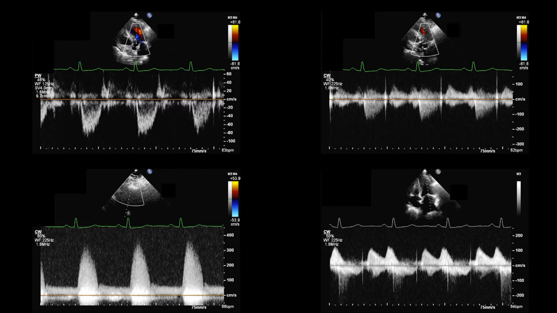Doppler interrogation included pulse wave interrogation of the left ventricular outflow tract shown on your top left, CW interrogation of the transaortic velocity shown on your top right, CW interrogation from the suprasternal window in your lower left, and CW interrogation of the mitral valve on your lower right.